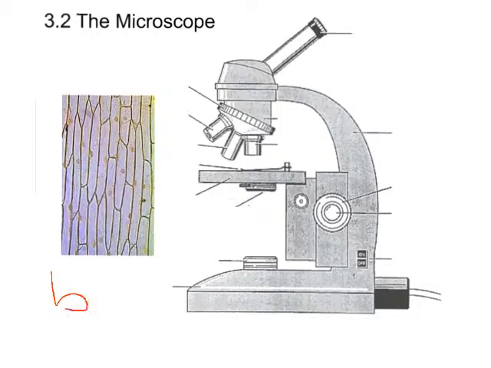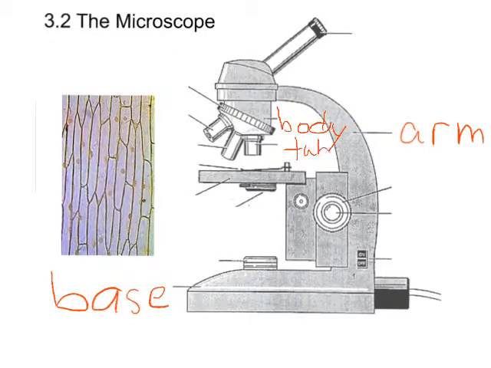We have down here, this is called the base. That's not too hard to remember. We have another part of the microscope called the arm. The arm is right here, and it connects the base to the top part of the microscope. And right here we have what we call the body tube. That would just be this portion of the microscope.